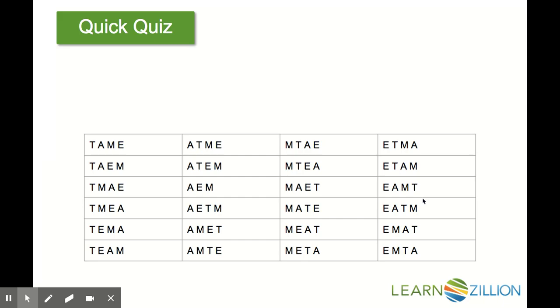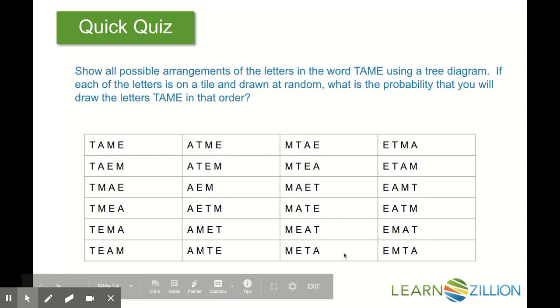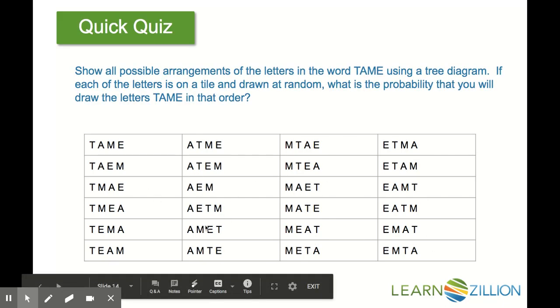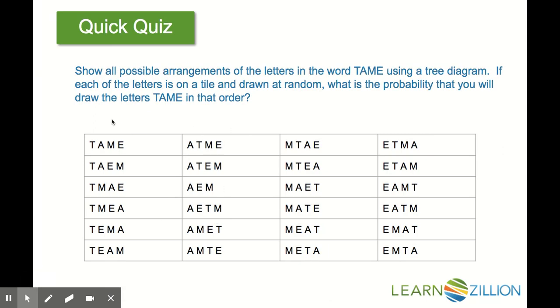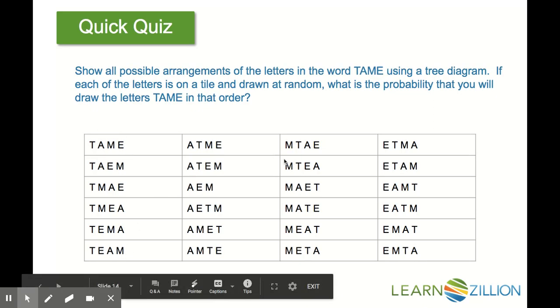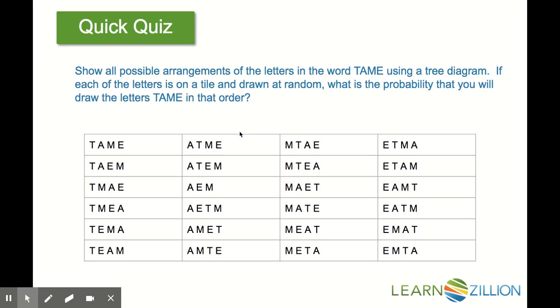So I tried to create the tree diagram on the slide, but it became so large, I just ended up listing them out here. So sometimes even then, a table might be another possibility, which we're going to talk about in another video. But it ends up being that there is only one way for that to happen out of a possible 24. So the probability of getting TAME in that order is 1 out of 24.